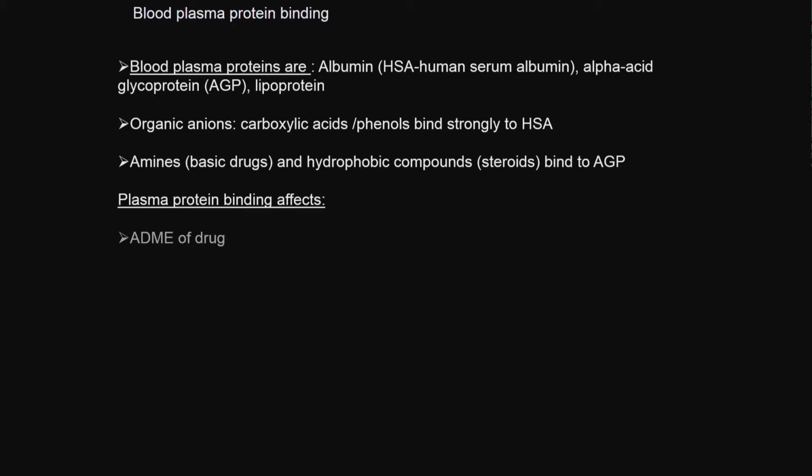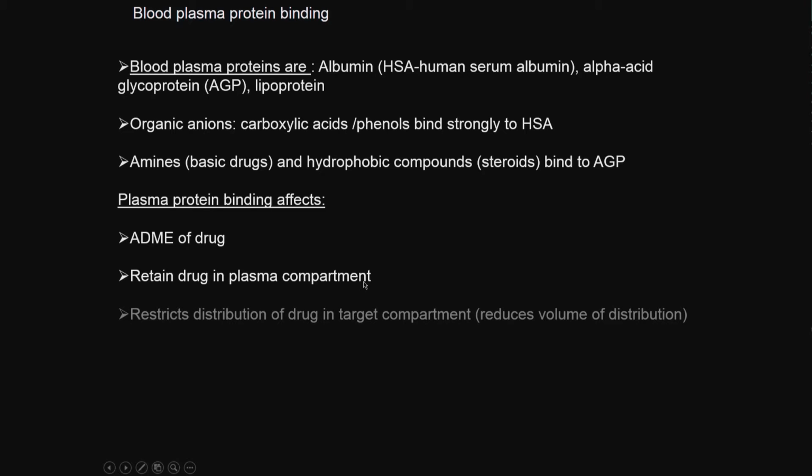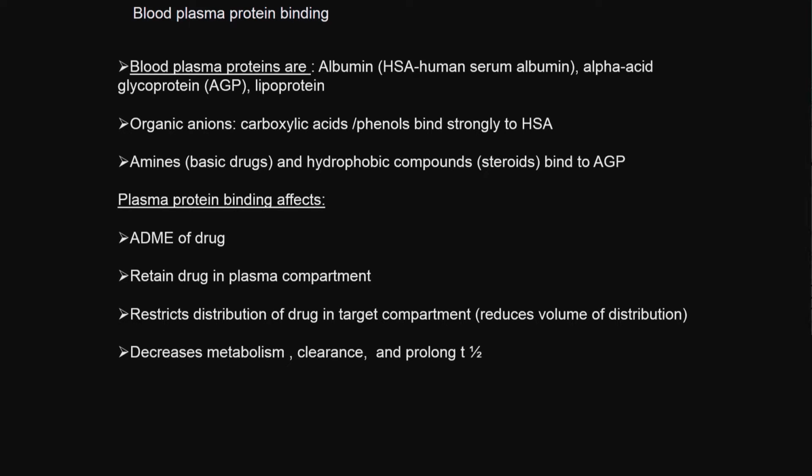So what is the effect of plasma protein binding? It affects the ADME of the drug. It retains the drug in the plasma compartment and restricts distribution of the drug to the target compartment. That means because some of the drug is bound to the plasma, the amount of drug available at the target site may be low. It also decreases metabolism and clearance, and it prolongs the half life, because some drug is already bound to the plasma and may get slowly released over a long period of time.